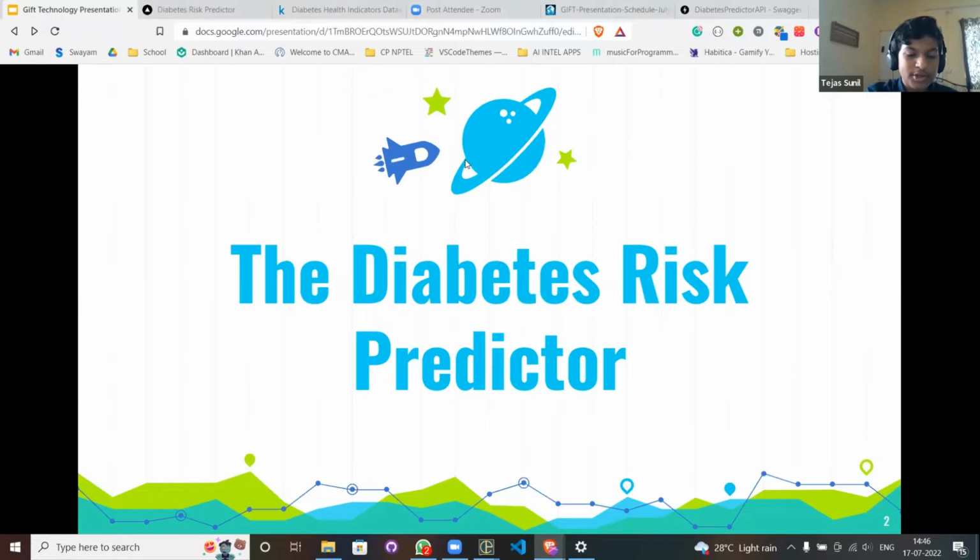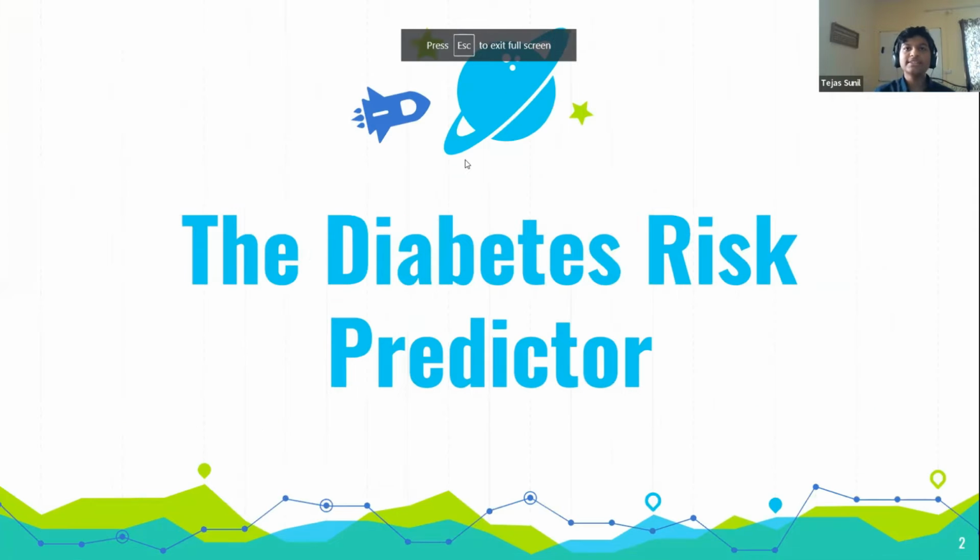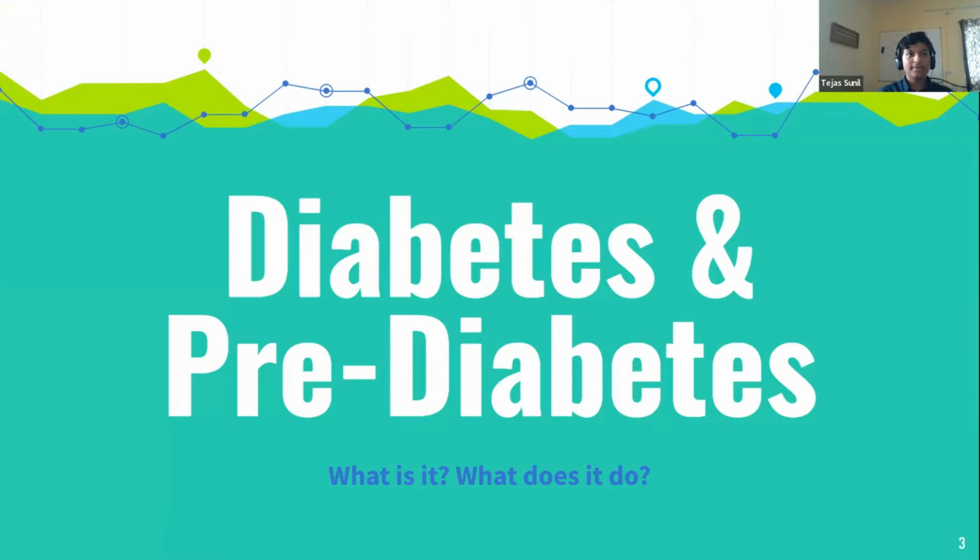So today I want to share with you the project I built called the Diabetes Risk Predictor. To start off, let's first understand what diabetes is. So this is what I've understood, especially after reading a lot of documents: first and foremost, diabetes is a disease without a cure, meaning once you get it, there's no way out of it.